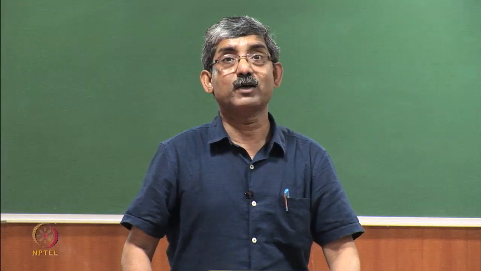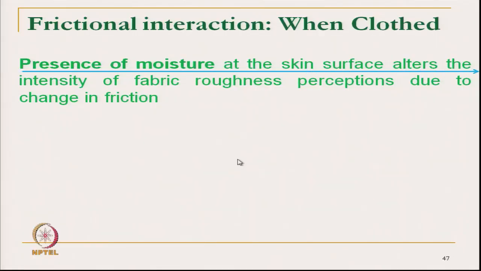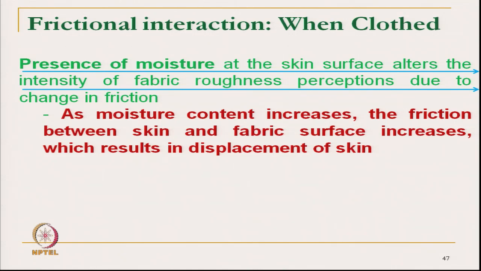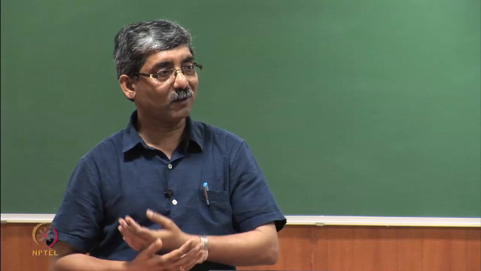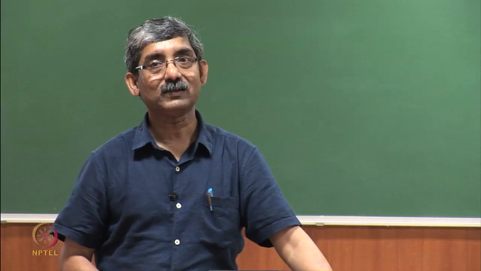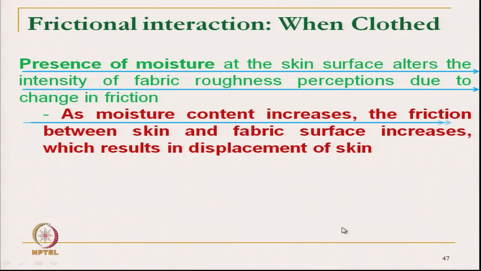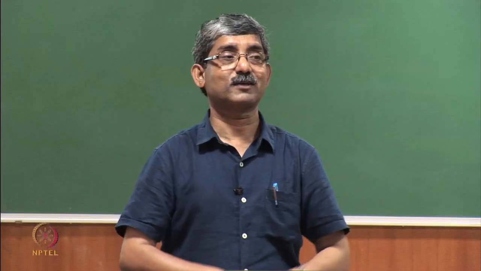So, the presence of moisture at the skin surface totally alters the intensity of roughness perception due to change in friction. So, what does it mean? Normally in dry condition, we perceive one type of scratchiness or roughness of fabric, but if the skin has moisture, if we start sweating, our perception of roughness will change. As the moisture content increases, the friction between skin and fabric surface increases, which results in a different type of tactile sensation.